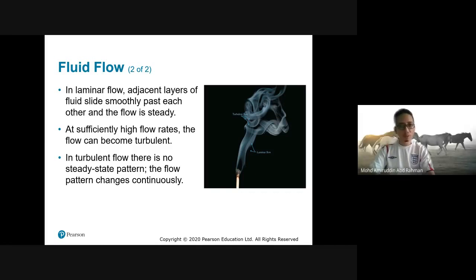We also have the concept of turbulent flow and also the laminar flow. In the laminar flow, adjacent layers of the fluid slide smoothly past each other, and the flow is steady. So you can see here we have a laminar flow over here. And then if we have the turbulent flow, meaning that it is going some other way, that is turbulent.